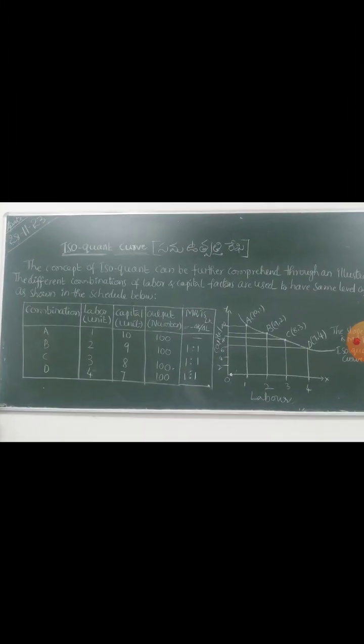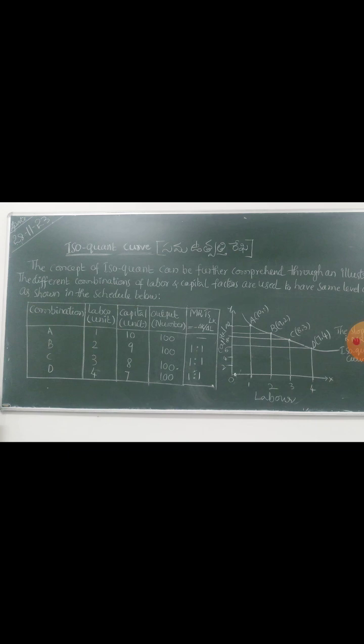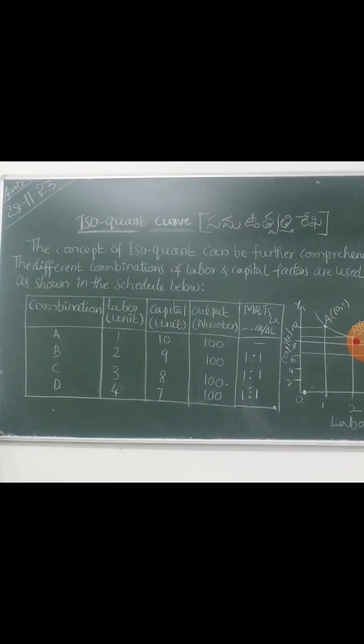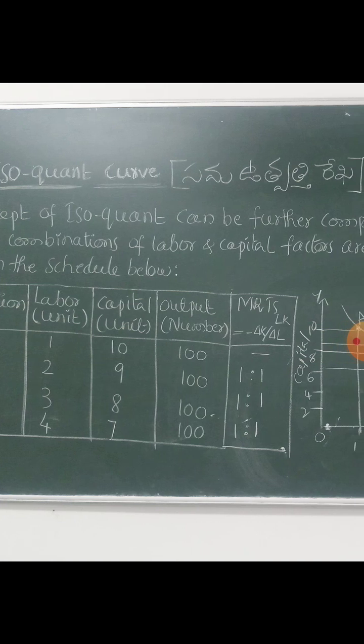Okay. Next, the concept of the iso-quant curve can be further comprehended through an illustration of the different combinations of labor and capital. Factors are used to have the same level of output, as shown in the schedule below. First, we see the combinations A, B, C, D: labor units 1, 2, 3, 4; capital units 10, 9, 8, 7; output 100, 100, 100. MRTS is equal to minus delta K by delta L.